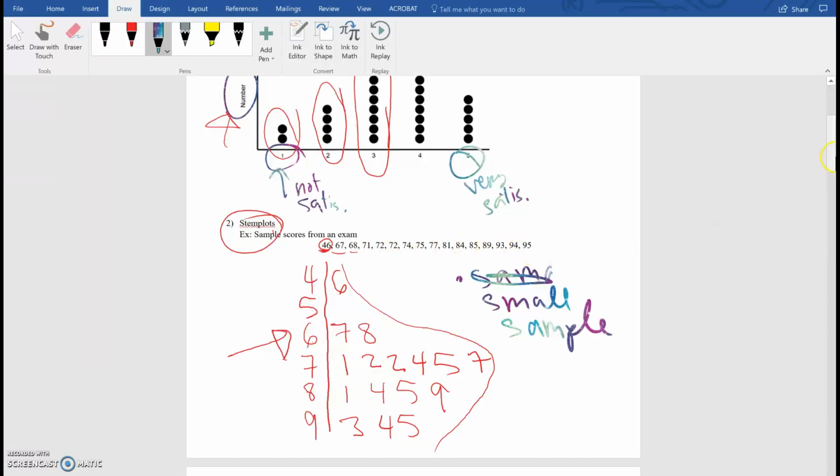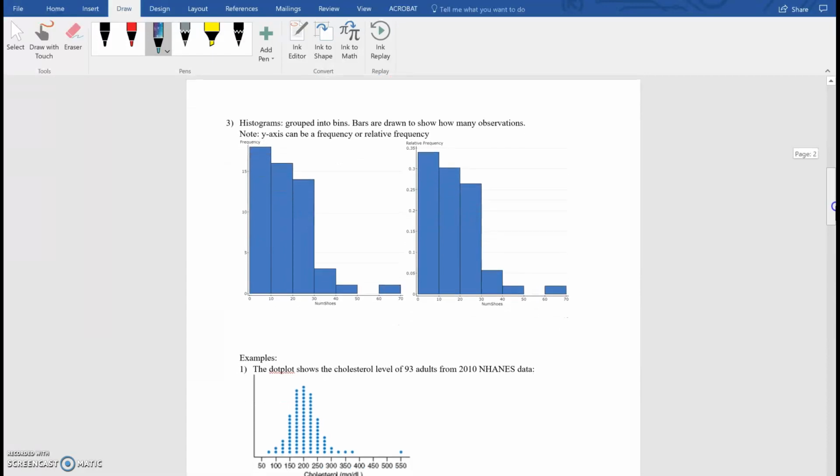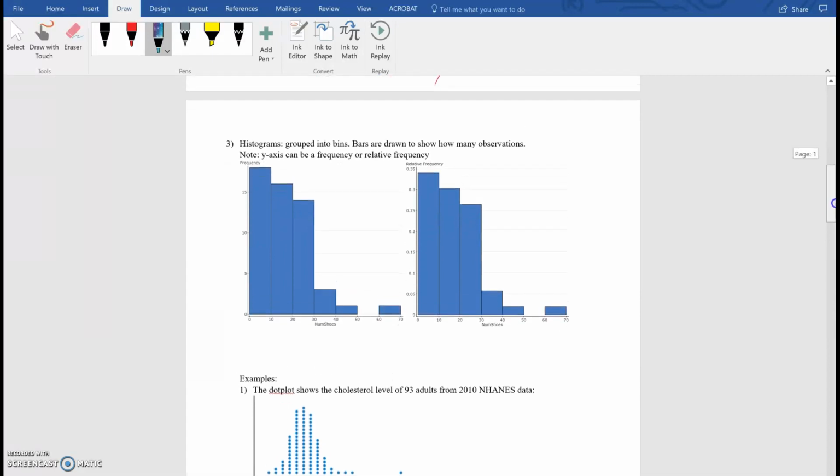But what if we have numerical data like weight, for example, or height, or GPA, right? Well, in that case, something that we can also use is histograms, right? Histograms are just grouped into bins, and the bars represent how many observations there are.